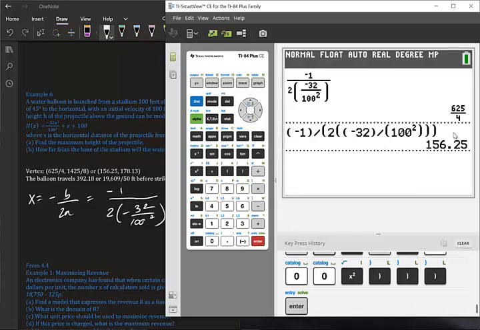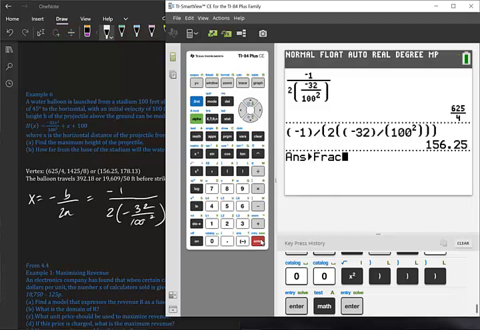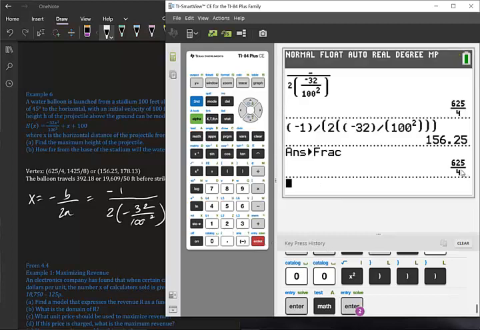We get a decimal. If you don't, most of the time we want fractions. So if you want decimal to fraction, go math, enter, enter, and it'll give you a fraction. So now, don't we need to plug that in to find y? We need to plug it in to find the y value. We don't even actually need to do it by hand. So let me show you.